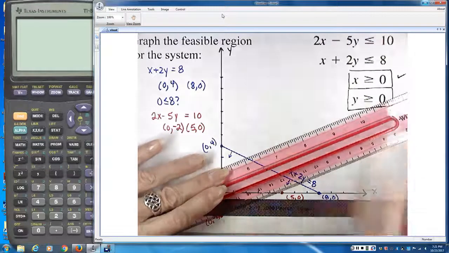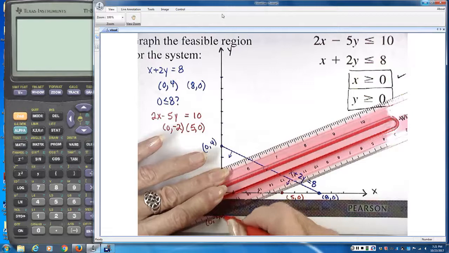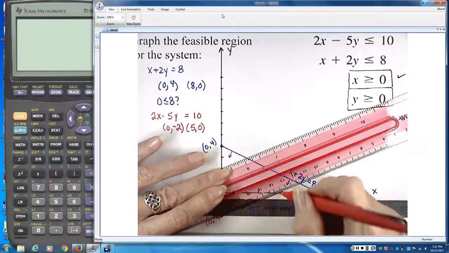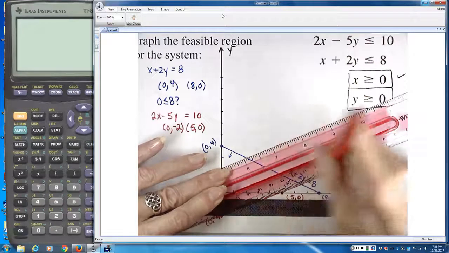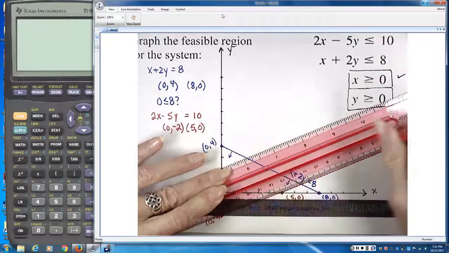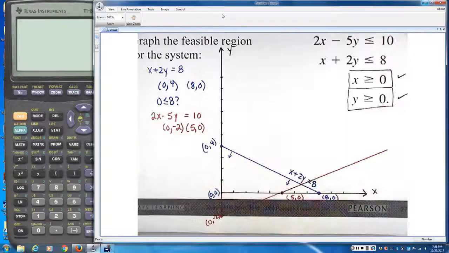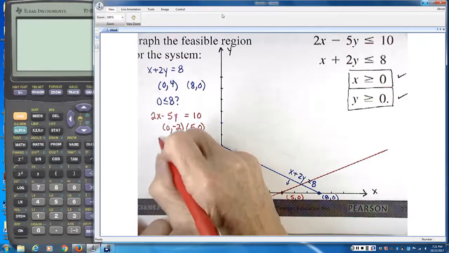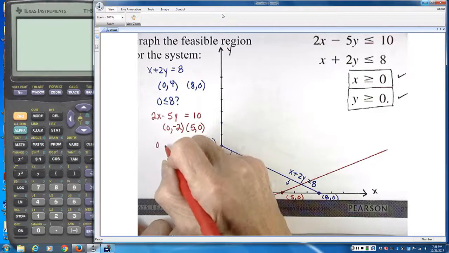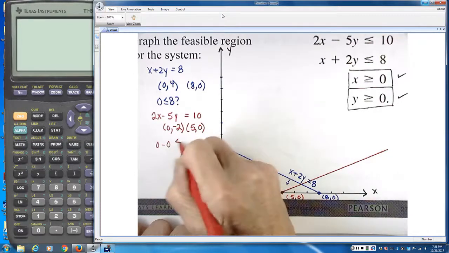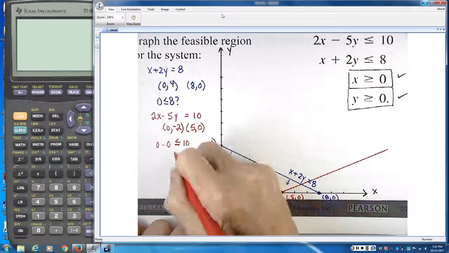And again, I'm going to use a solid line because it says equals to. The part I'm most interested in is this part here, because this part down here is not really helping me much. So again, I'm going to test 0, 0. 2 times 0 is 0, minus 5 times 0 is 0. Is that equal to or less than 10?